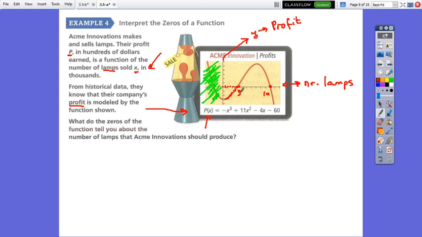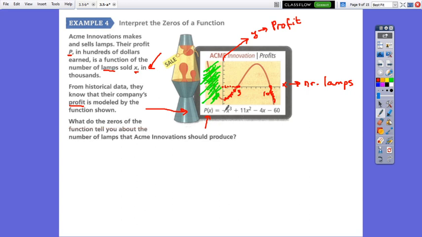We also have the part of the graph under the X axis, from 10 and greater than 10. So if the number of lamps is between 0 and 3, then there is no profit, it's a loss. Or there is no profit if the number of lamps is greater than 10.